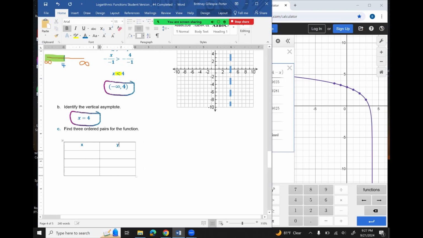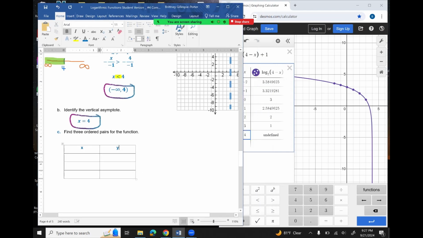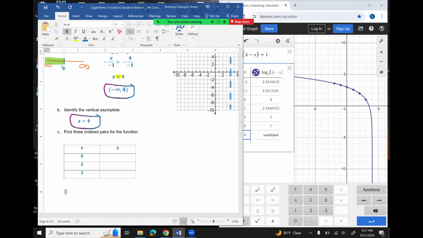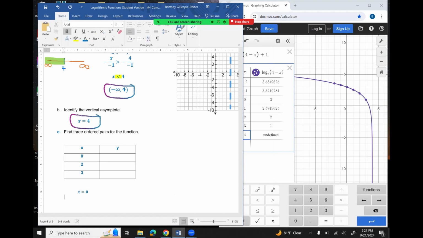So I need an XY chart. I'm picking the values that give me nice numbers at the end instead of the decimal approximation, but that's up to you on what you want to do. So I know I want to plug in 0, 2, and 3 because those are the X values that give me nice whole numbers for the Y. I still have to show my work on how I am doing these. So let's say that I show my work for X equal to 0 first.